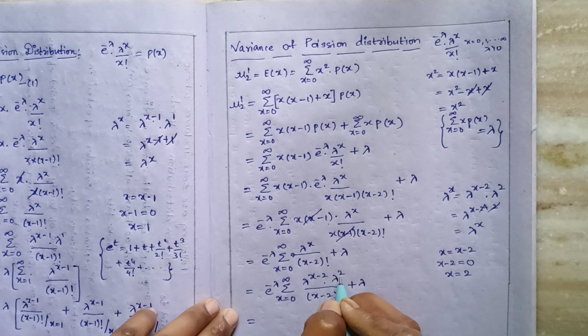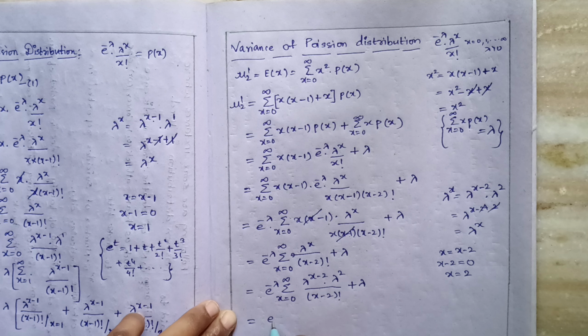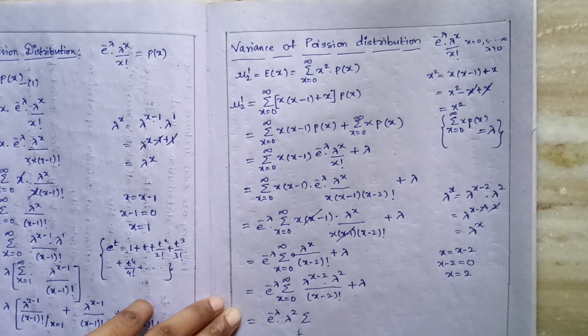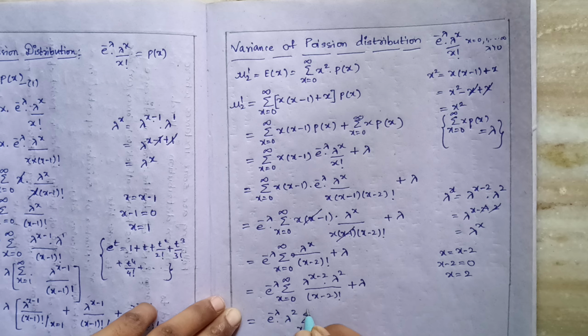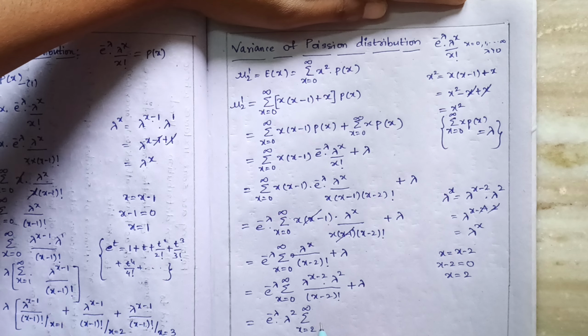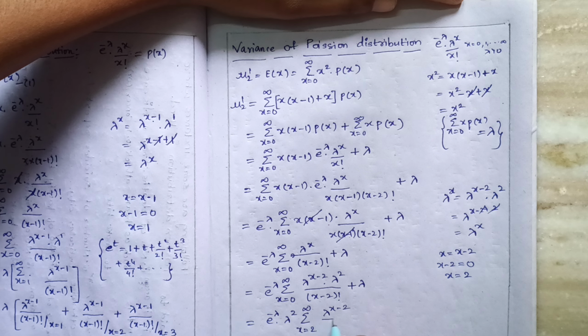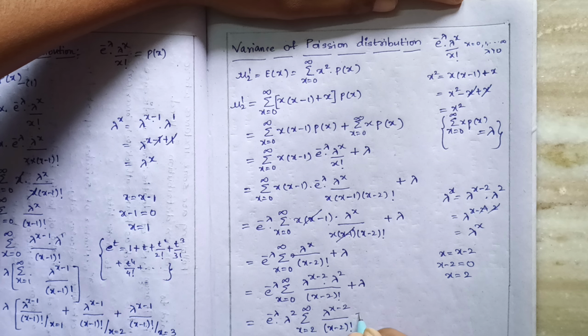Here the lambda square is constant because there is no x term in this. Therefore I am taking this outside. e to the power of minus lambda into lambda square, summation x equals 2 to infinity, lambda to the power of x minus 2 by (x minus 2) factorial, plus lambda.